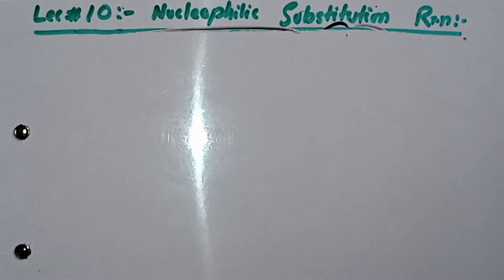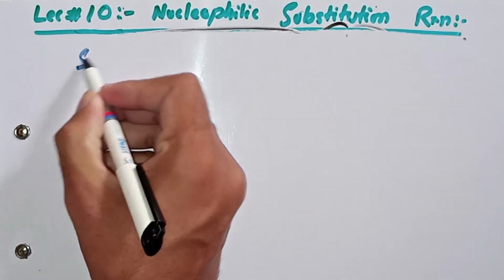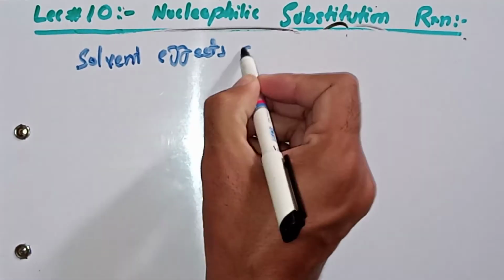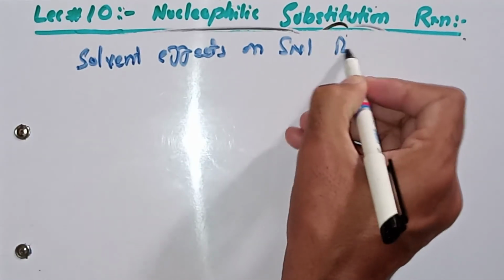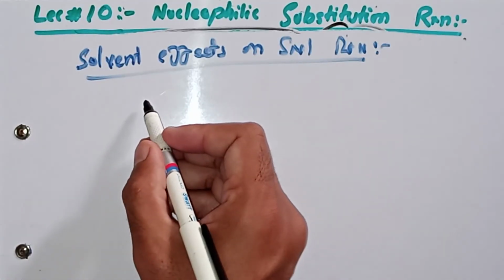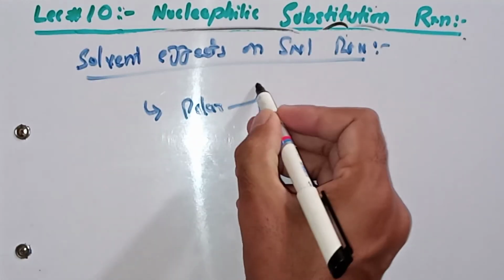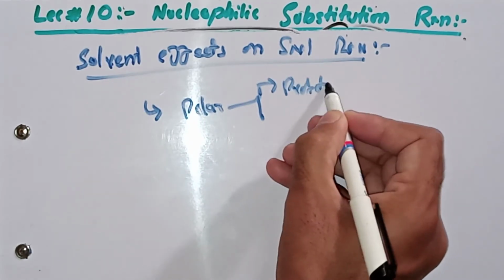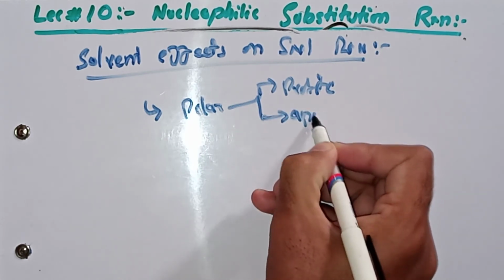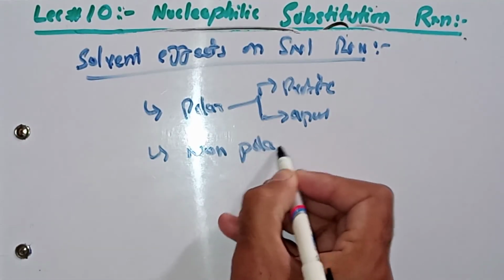Okay, thank you. The second factor that affects the Sn1 reaction is solvent effects. Solvent effect on the Sn1 reaction. We know that there are only two types of solvents. One type is polar, which may be protic or aprotic, while the other type is non-polar.